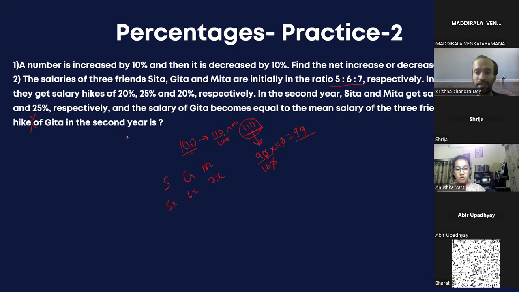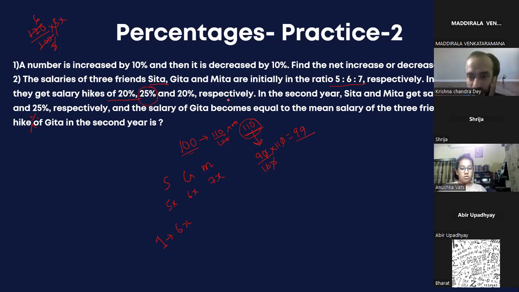In the first year, respectively, Sita's salary hike is 20%. If Sita's salary hike is 20%, 100 plus 20 is 120 by 100 of 5x. That's what Sita's salary is becoming. So this is 6 by 5. If I cancel with 20, it becomes 6x. So after the first year, Sita's salary is 6x. Cool.